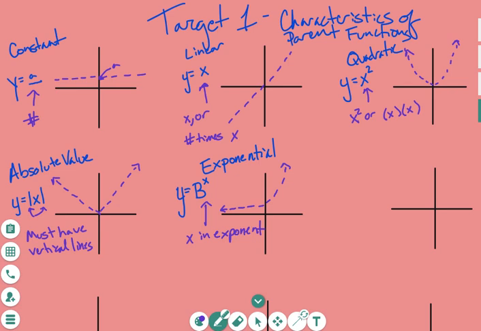Next up on our list would be a radical graph. Now, radical graphs depend on the type of radical that you're looking at. So the parent function we're going to use is the square root of x. Now, the cube root of x will look a little bit different than this, but they follow the same basic patterns.